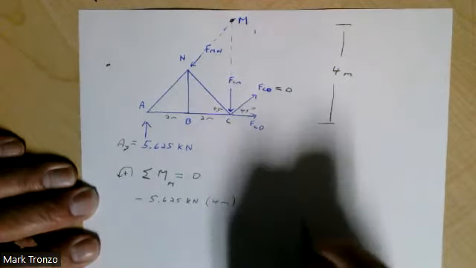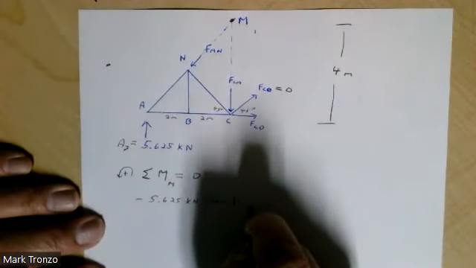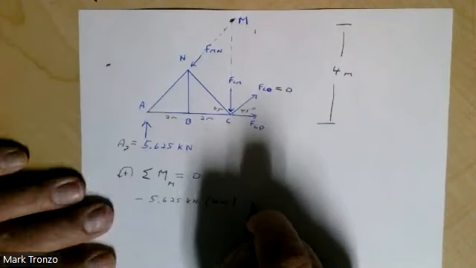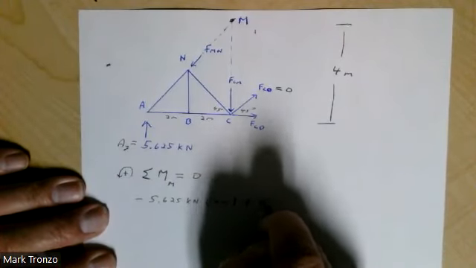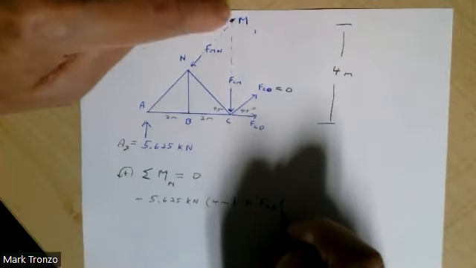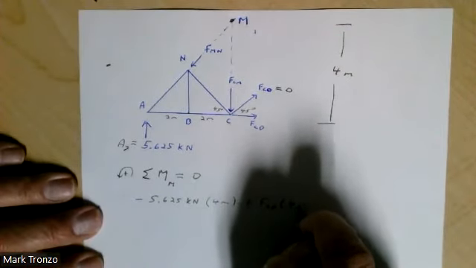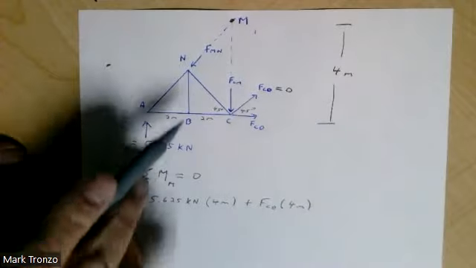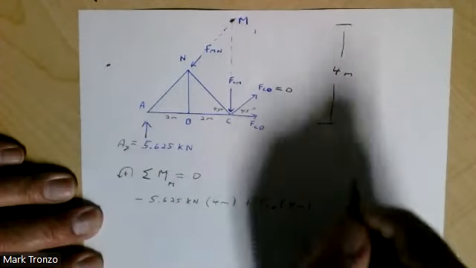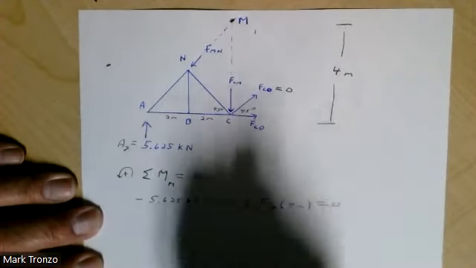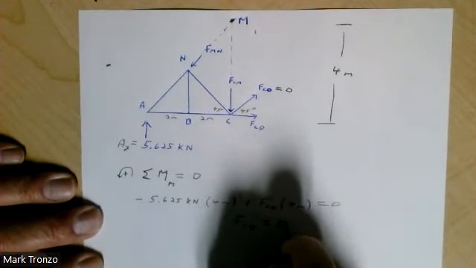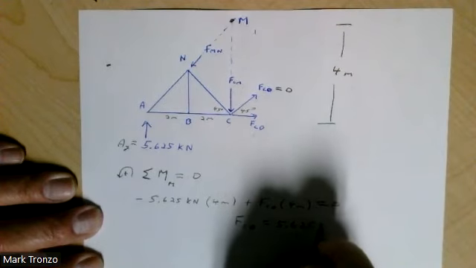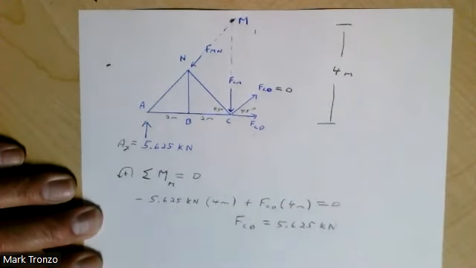And then we have CD, and that's going to go counterclockwise. So that's going to be FCD, and that's also 4 meters. Those are the only forces that cause moments about M. So set that equal to 0, and we get FCD is 5.625 kilonewtons.